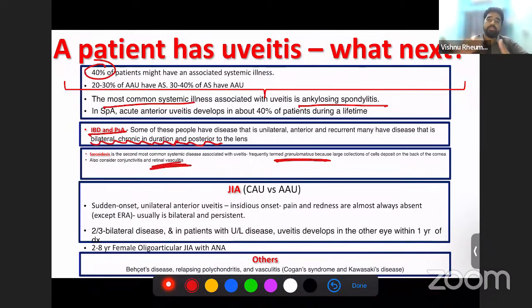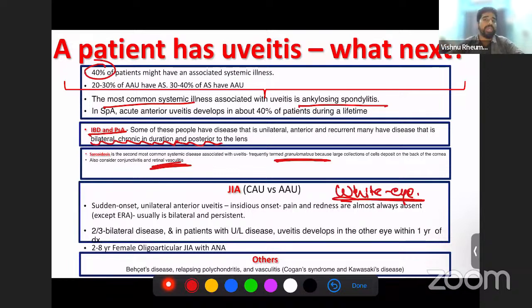JIA, that is your juvenile idiopathic arthritis. Here you should not only remember that it is a chronic uveitis, but a lot of times it is asymptomatic. In your spondyloarthropathy, in your ankylosing spondylitis, also many times it's asymptomatic, but in JIA, it is present for a long period of time while being asymptomatic. It is something called white eye uveitis, that you won't even see redness, but there will be uveitis.